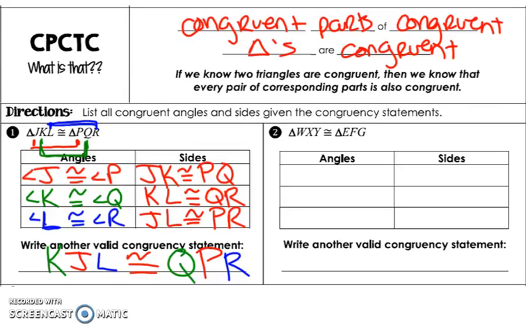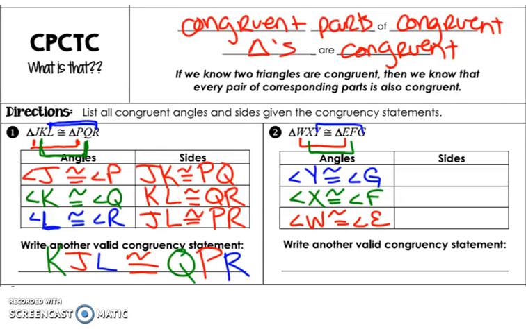If we look at our second example, W is congruent to E, X is congruent to F, and Y is congruent to G. So, if I fill it in, I have angle Y congruent to angle G. I have angle X congruent to angle F. They're both in the same spot along the congruency statement. And angle W is congruent to angle E.